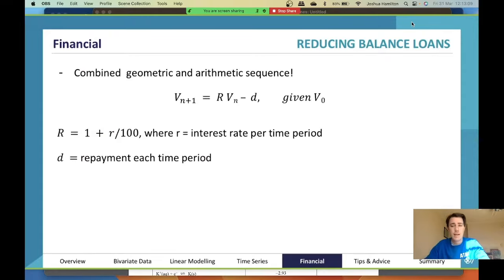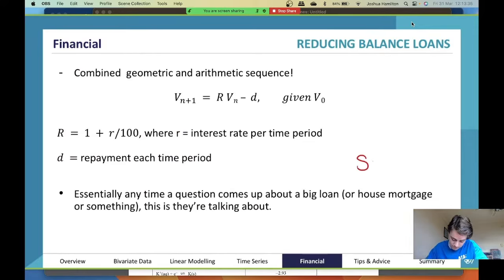So now we get into reducing balance loans. This is really where financial solver comes into it, and it's really, really essential. This is where you combine geometric and arithmetic sequences. You get a loan, and what happens is you pay interest on top of it, you don't earn the interest. Interest is charged on top of whatever the principal is at the time. So the loan goes up every single time you go to pay it, then you pay it. Let's just say you take a $5,000 loan. Your first repayment is going to be $300. But what happens is there's 1% interest on it.